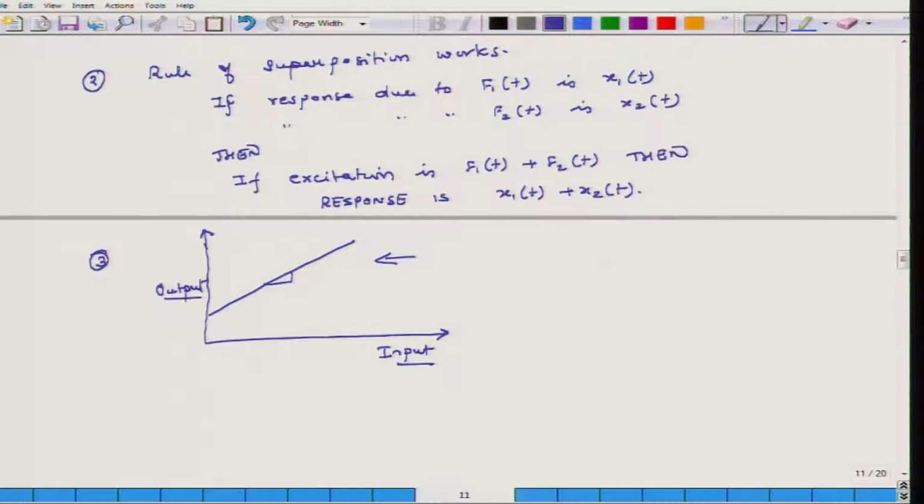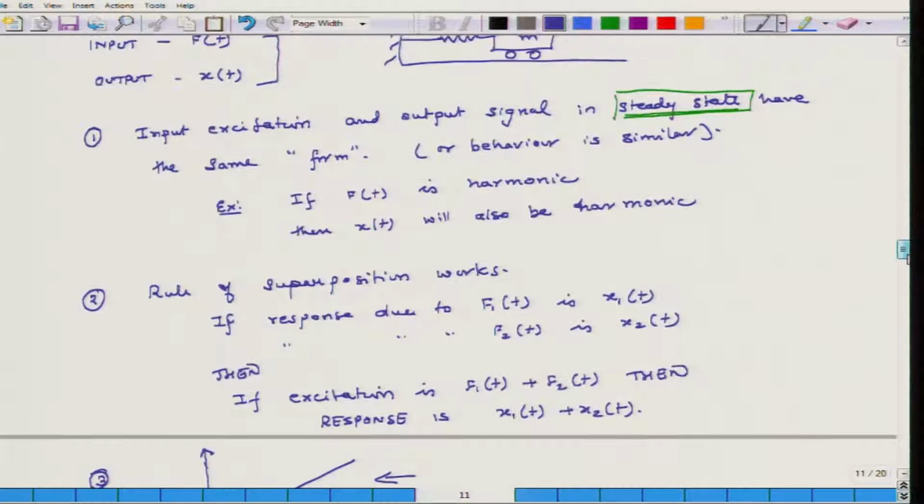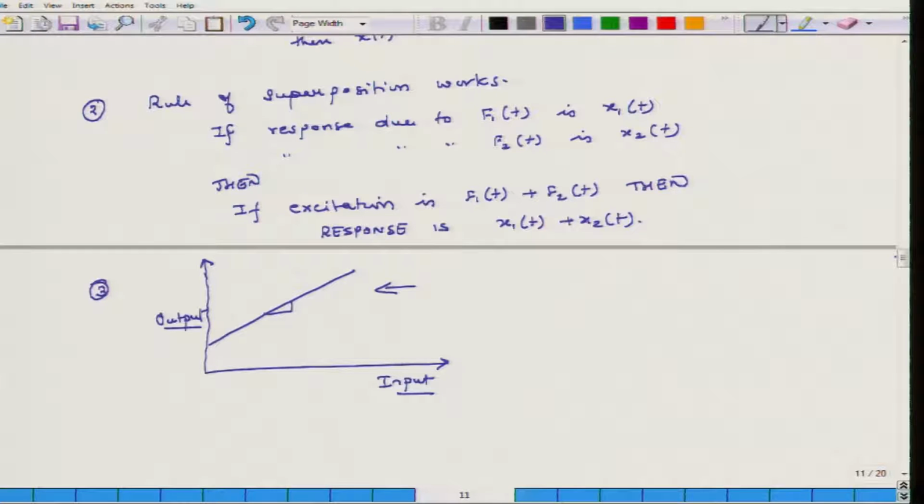So, these are the three important attributes of linear systems. One is that input excitation and output signal in steady state have the same form, and I use form in a very loose sense, basically to say that the behavior of input and output will be similar. Second, superposition works, and third, if I plot output versus input, then it will be a straight line.